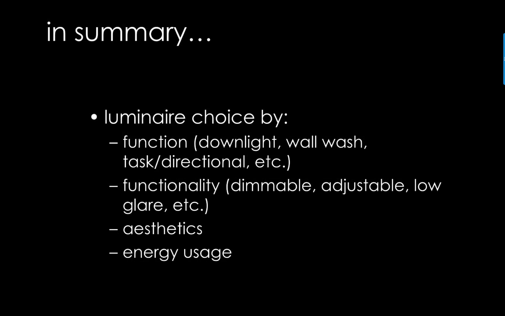So to summarize the lecture, basically, when you choose a luminaire, the first thing you'll want to think about is, what do you want it to do? Is it a downlight, a wall wash, task, or directional? Do you want it to get attention in a space, or do you want to help emphasize some linear feature or circulation, or is it decorative? Then you want to consider what its functionality is. How does it actually work? For example, do you need a fixture that's dimmable, or adjustable, or has particularly low glare, or changes color?